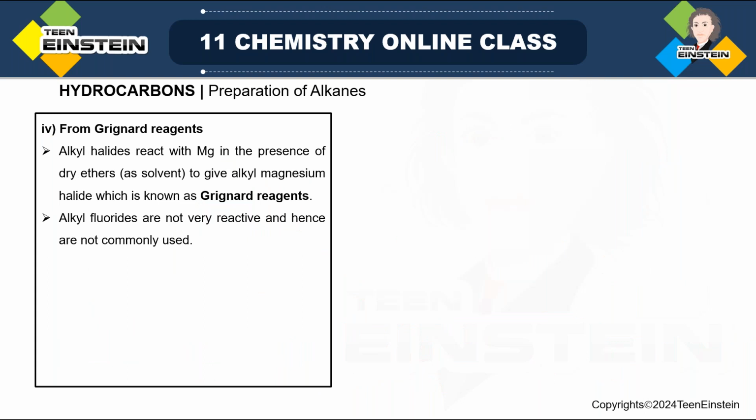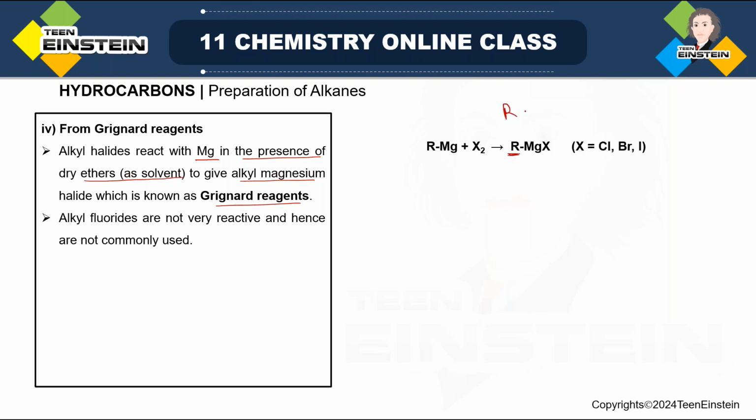From Grignard reagents, that is the fourth method, that also we can make. In the previous case, alkyl halide is one of the reactants and the other reactant is Gilman reagent. Now in the fourth method, alkyl halide is one of the reactants, obviously, and the second reagent is Grignard reagent. Just like Gilman reagent, we have again taken some reagent. So alkyl halides react with Mg in the presence of dry ether as solvent, and in this way we can get Grignard reagent. In general, you can call it alkyl magnesium halide.